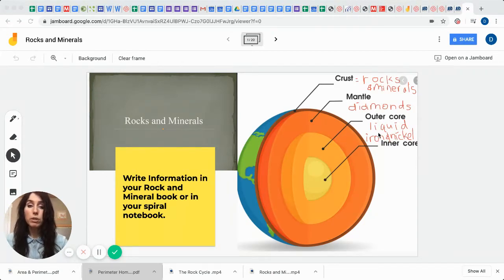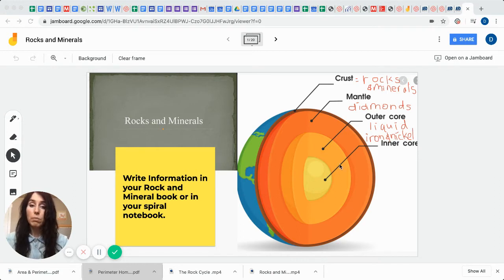And as you can see, I wrote some notes to myself. That's where it is in a liquid form, and it is part of iron and liquid nickel. So we have liquid iron and liquid nickel in our outer core. And the innermost part of our Earth is called the inner core, and it has metal like iron and nickel in it, but it's a solid state there.